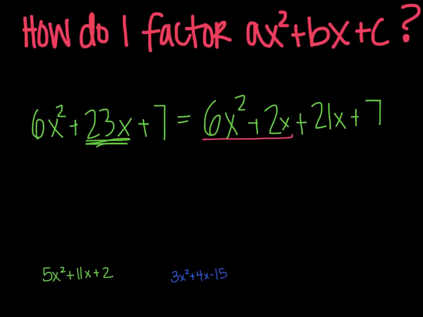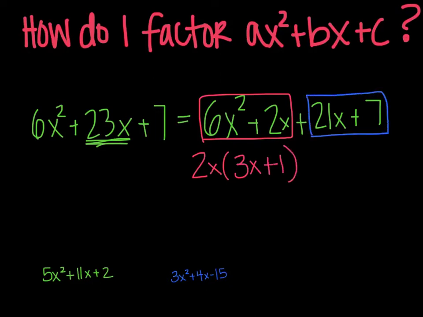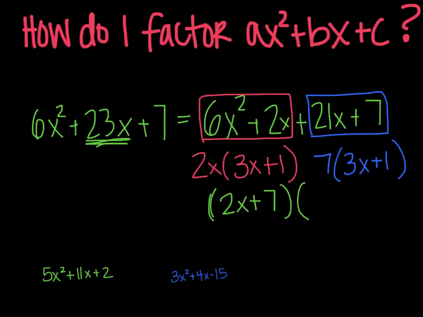And when I take a look at these two sets, the first two terms, I can factor out a 2x, and that would become 3x plus 1. And in the second set, I can factor out a 7, which would give me 3x plus 1. And you can see here that the 3x plus 1 appears in both instances, which means we can say that 2x plus 7 is one factor, and then 3x plus 1 is the other, using the distributive property.